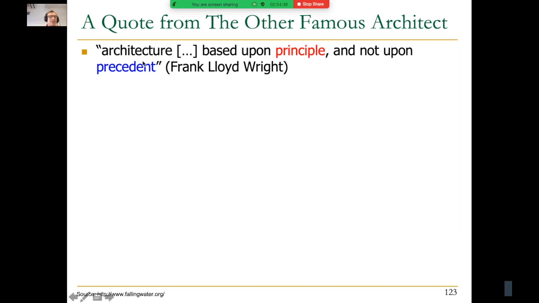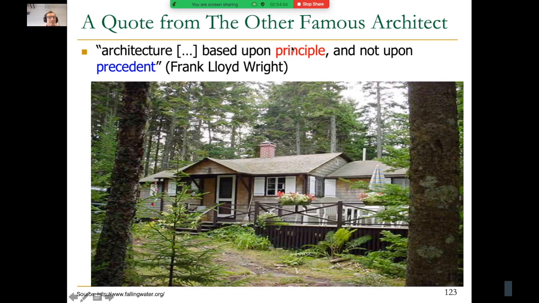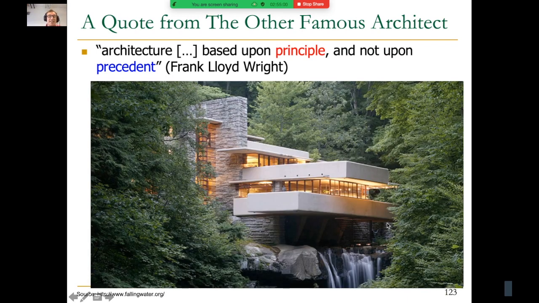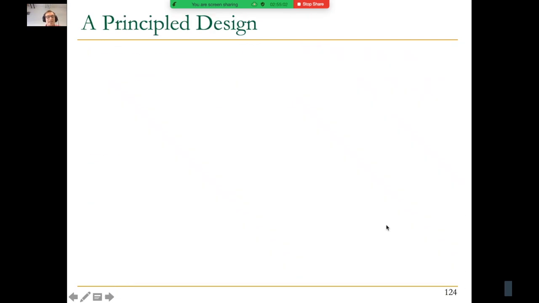Okay, another quote from another famous architect, who has very similar properties actually and similar success, is Frank Lloyd Wright. He basically says architecture should be based upon principle, not upon precedent. Basically, precedent is what comes before. You should understand it, but not replicate it. Basically, design in a principled manner. So as a result, he did not design this house, which is a classic American house in the woods. Instead, he designed this masterpiece, as you can see.